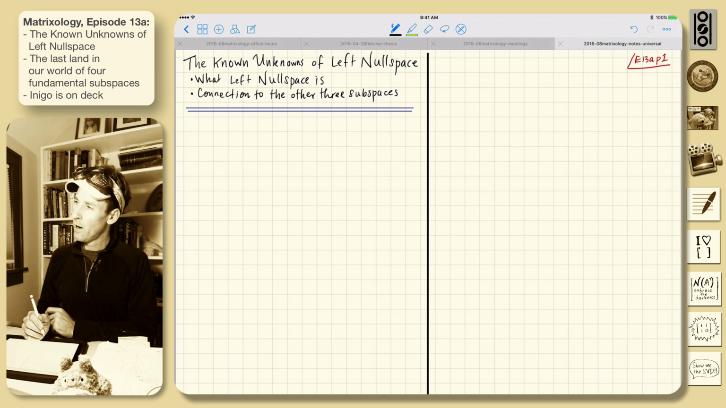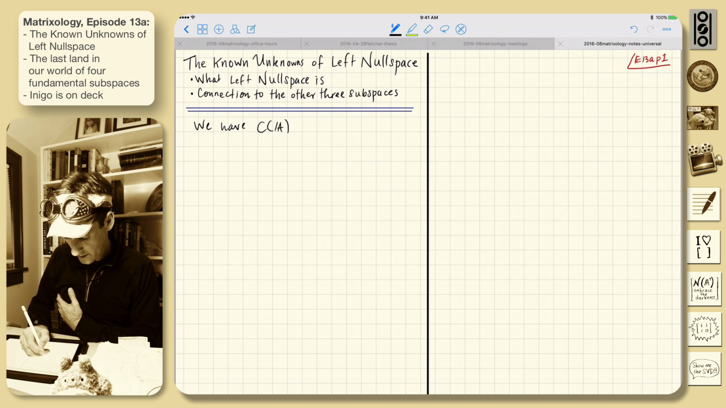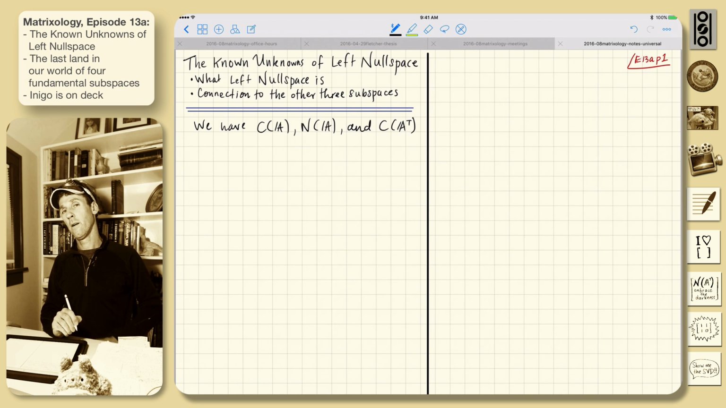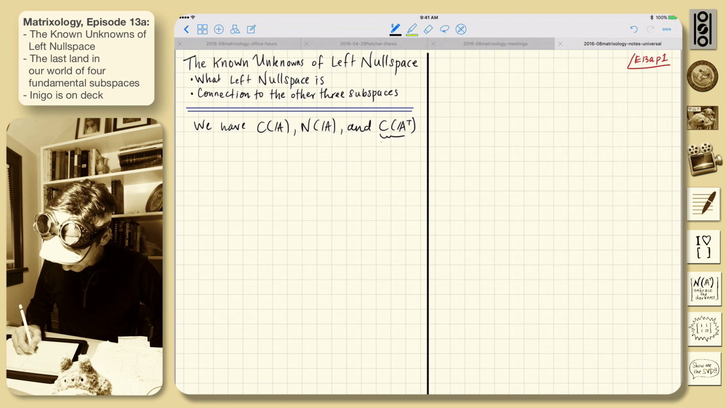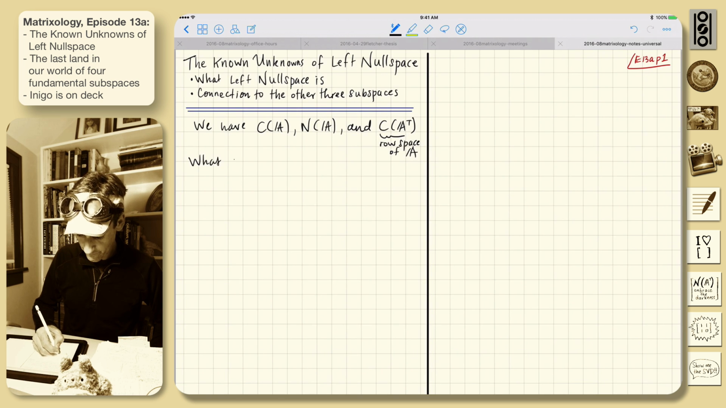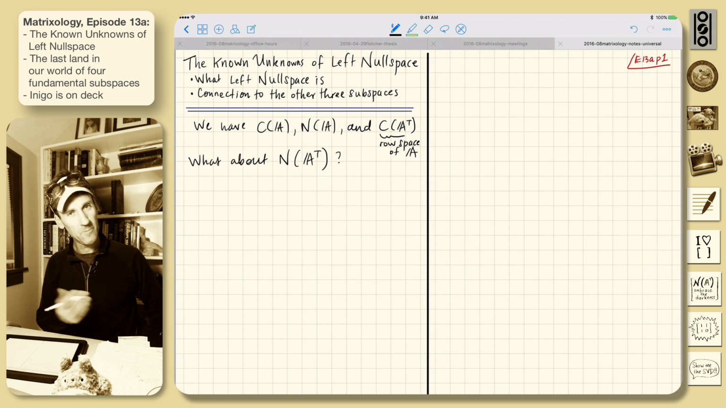So, okay, we now have these things. We have the column space of A, the null space of A, and the row space of A. But we know that that is the column space of A transpose, the row space of A. So what about the null space of A transpose? Of course, it's a good thing.